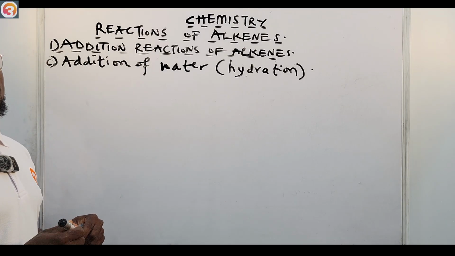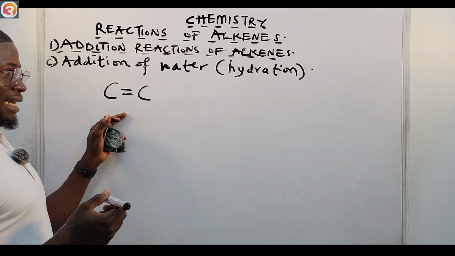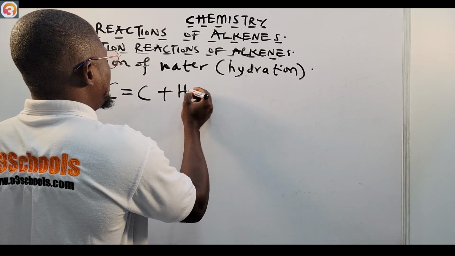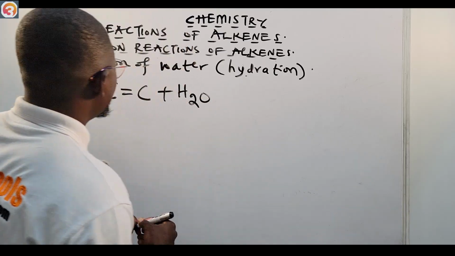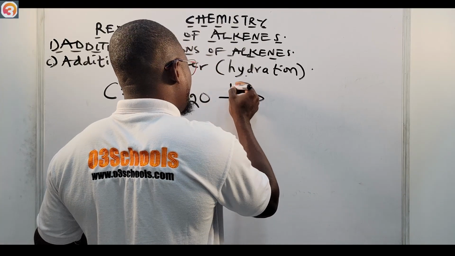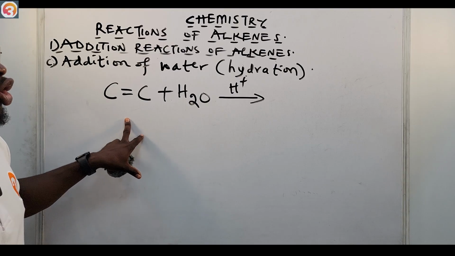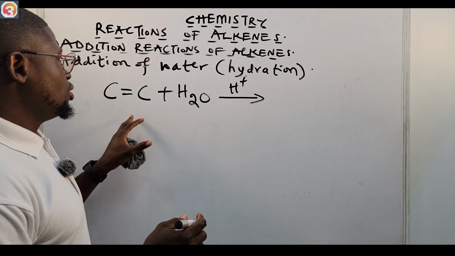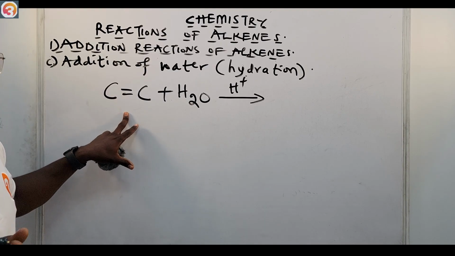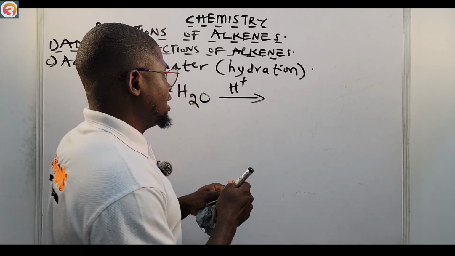Let us see the general formula for this reaction. So let us continue. I'm going to have carbon bonded to carbon, that's ethene, the simplest alkene, plus H2O. So now an alkene reacts with water in the presence of hydrogen ion. Then this leads to the formation of an alcohol, or an alkanol as we have it. The alcohol also has how many carbon atoms? 2 carbon atoms. You must take note of that.